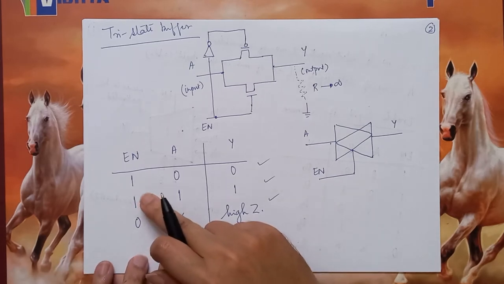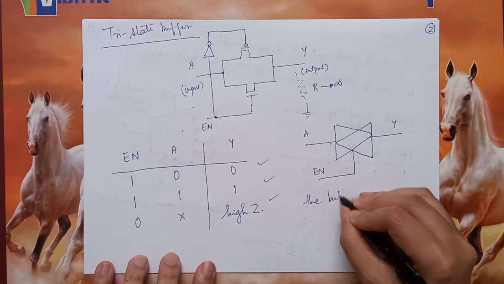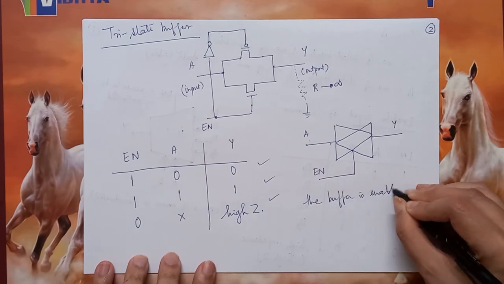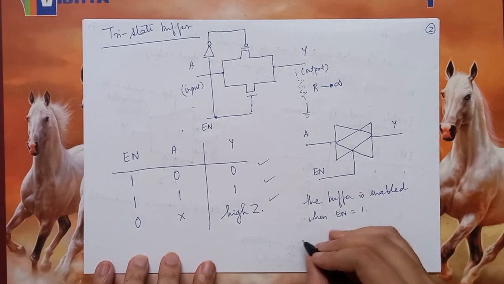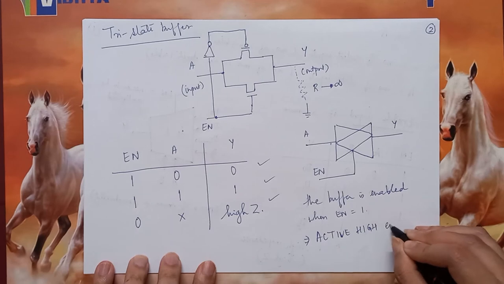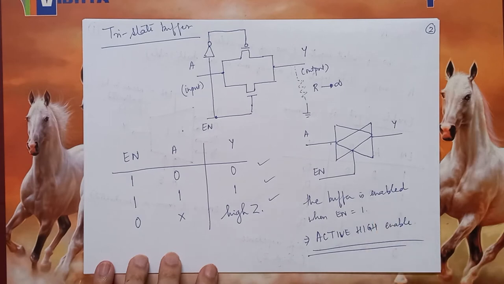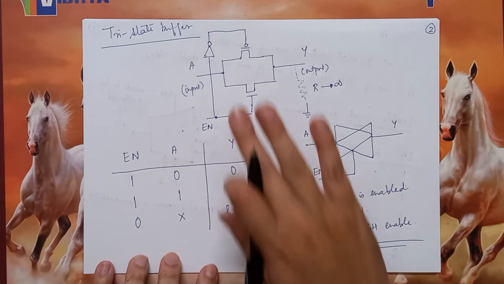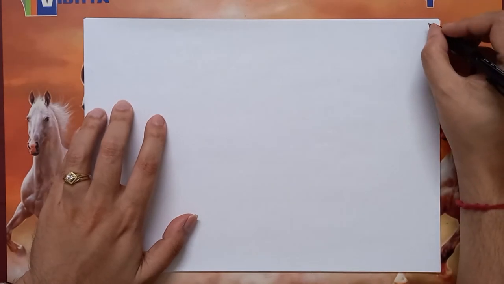Now, here, the buffer is enabled when EN equals 1. This convention is called an active high enable. That means you need a high logic input for the enable value so as to enable this buffer. So now the question is whether active low also exists. Yes, it exists. And that is now very simple. Just a small change in the circuit.